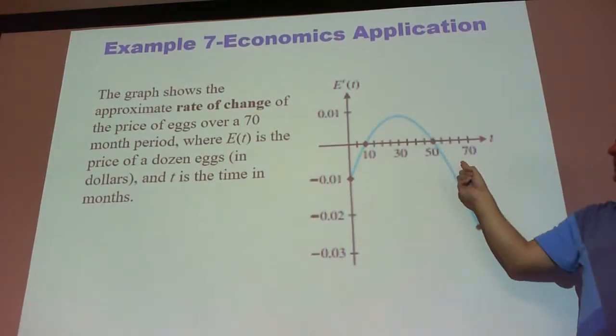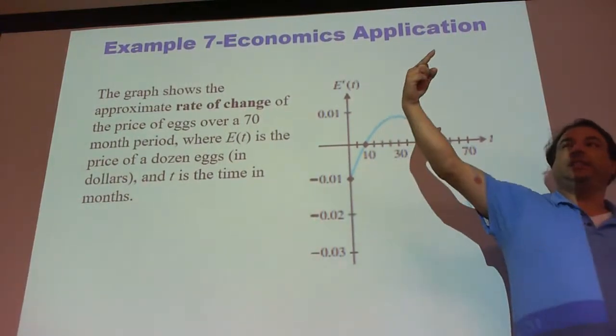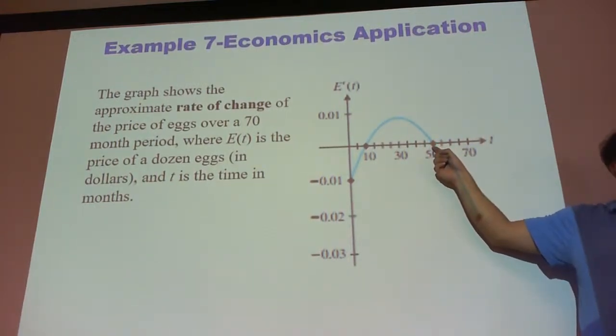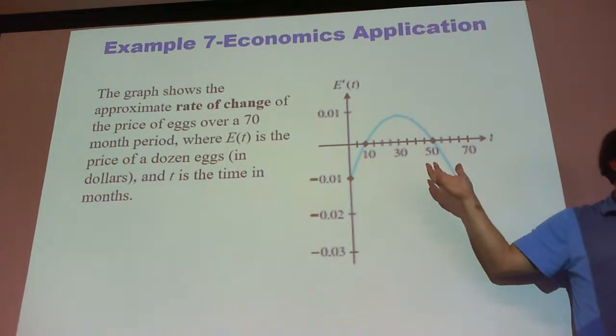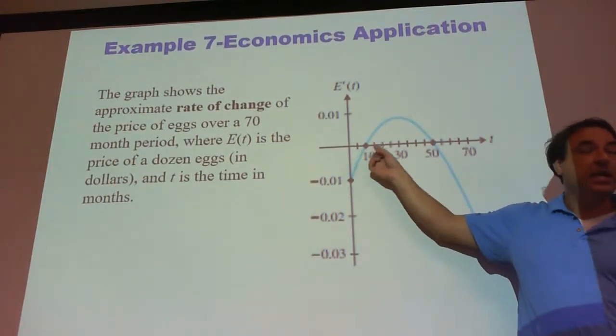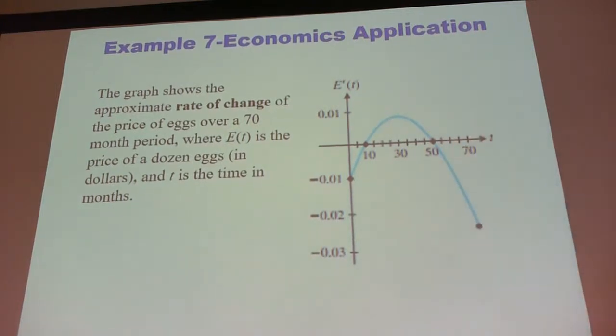Increasing to decreasing. What do we have at 50? A max. So by looking at the derivative, we can figure out that we have a local min at 10 and a local max at 50.